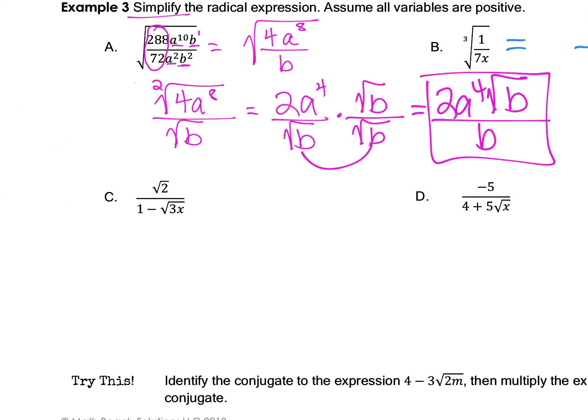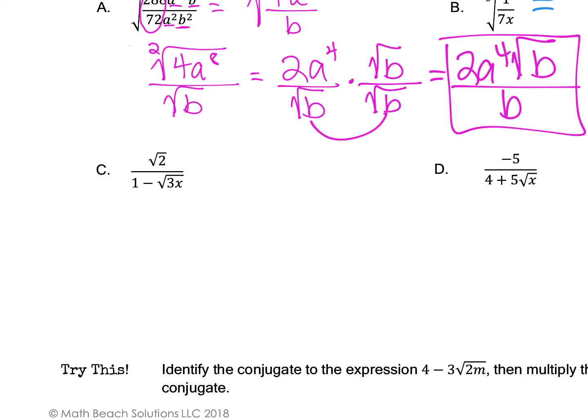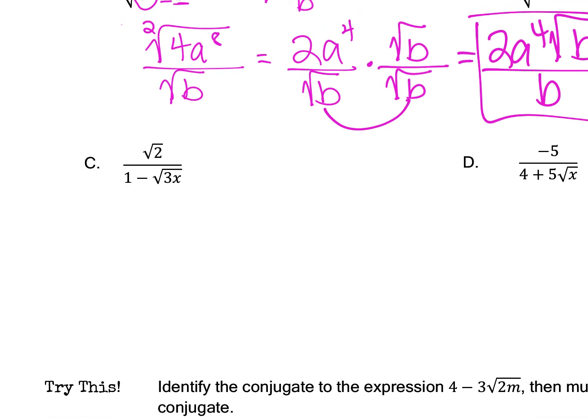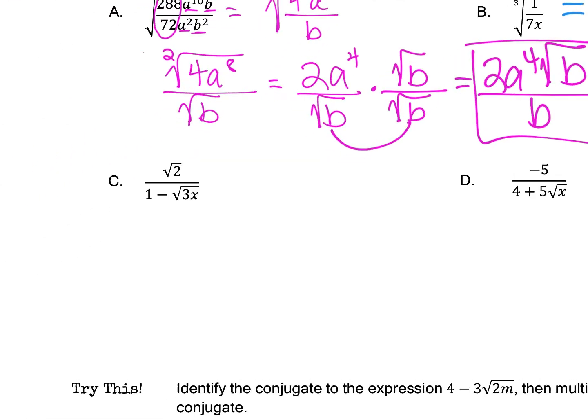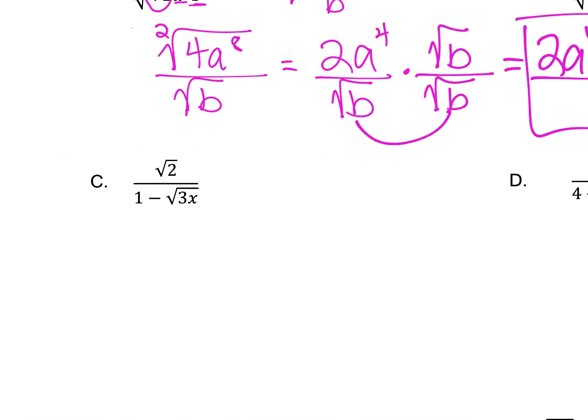All right, so part C. Notice that on this one we have 2 terms in the denominator, which means we're going to have to use the conjugate to get rid of the radical. Notice A and B, we only had 1 term in the denominator. So I'm going to have to multiply it by its conjugate. So look at the denominator. Instead of it being 1 minus square root of 3x, it's going to have to be 1 plus square root of 3x. Now whatever I do to the denominator, I have to do the same exact thing to the numerator.